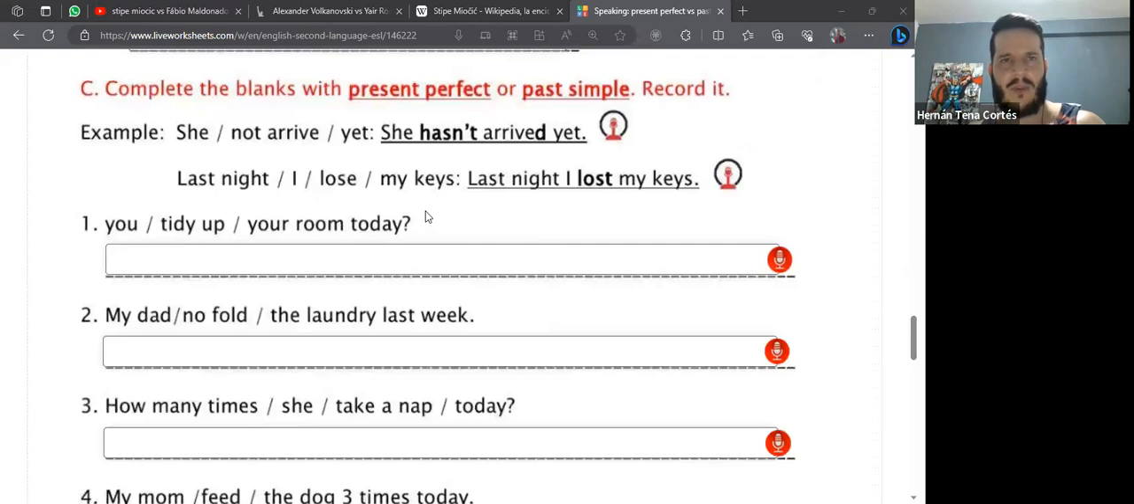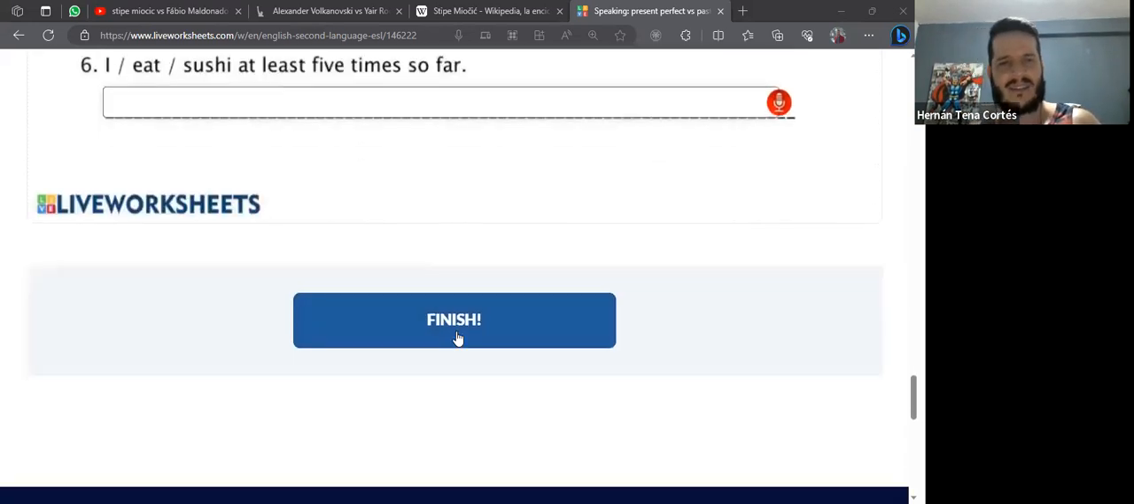And remember that we use the present perfect to talk about something that began in the past and is still happening now, para hablar de algo que empezó en el pasado y todavía está sucediendo. Y el pasado simple solamente lo utilizamos para hablar de cosas que ya terminaron. I finished my homework yesterday. I watched the movie last week. We had the class last Wednesday, etc. And that's it.